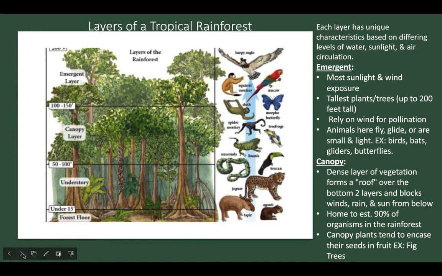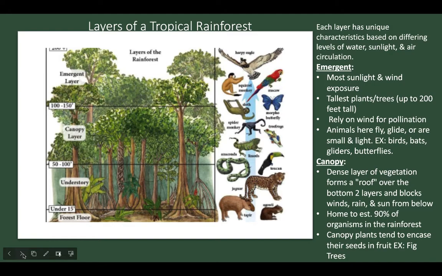So each tropical rainforest has four layers, and each layer has unique characteristics based on differing levels of water, sunlight, and air circulation. The top layer is the emergent layer. This is where the most sunlight and wind exposure is. This is made up of the tallest plants and trees of up to 200 feet tall. The plants here rely on wind pollination, and animals living here fly, glide, or are small and light.